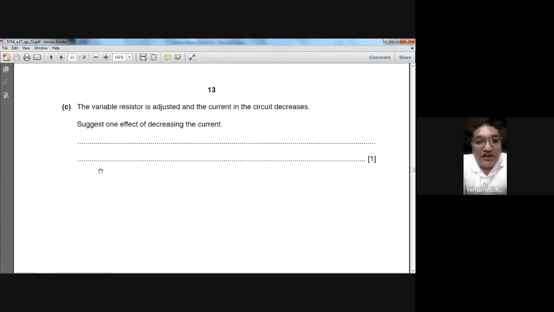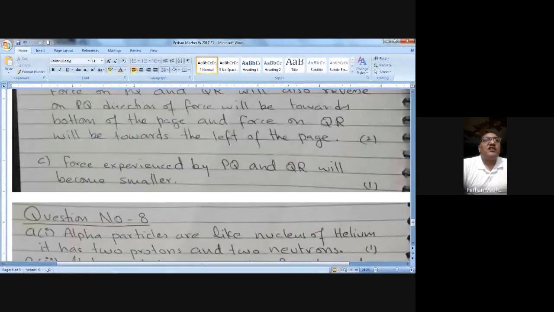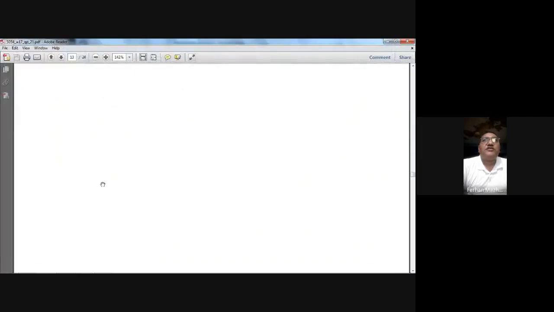You know, the motor effect depends upon the strength of the magnetic field and the amount of current flowing through the current carrying wire. If you decrease the current passing through the conductor, the force experienced by that conductor will decrease. So when you reduce the amount of current flowing through the wire PQ or the wire QR, the force they are experiencing due to being in the magnetic field will decrease. So this is a 1 mark question. Force experienced by PQ and the QR will become smaller. I hope it's clear to you.